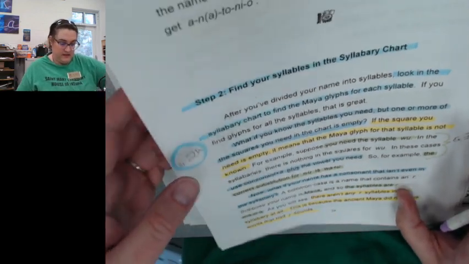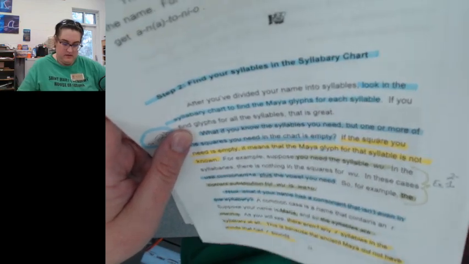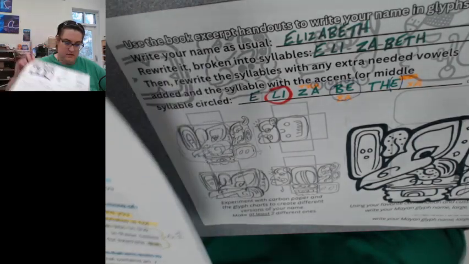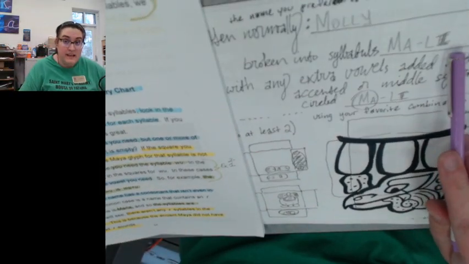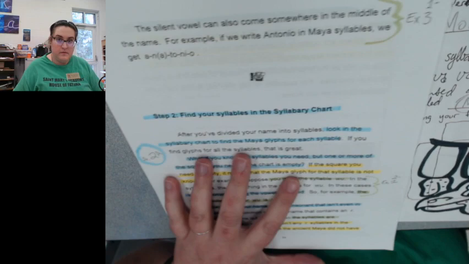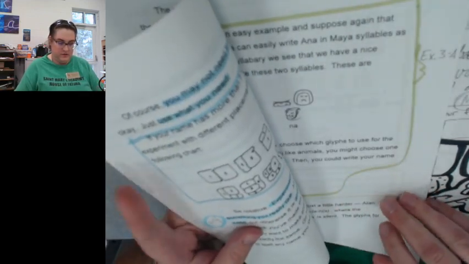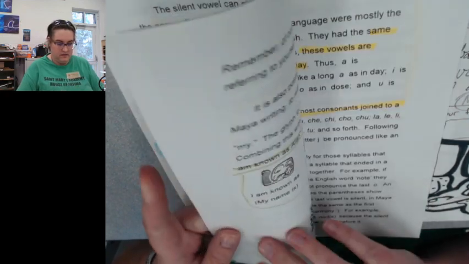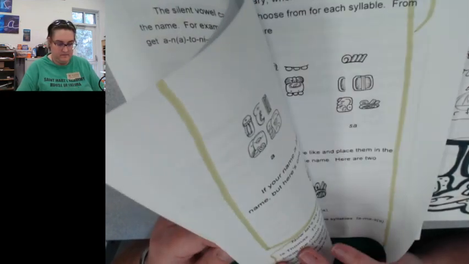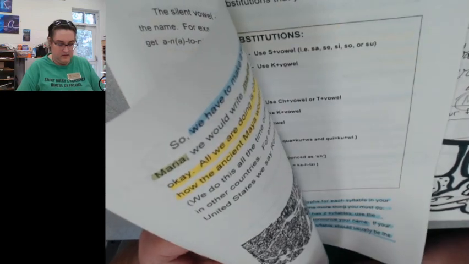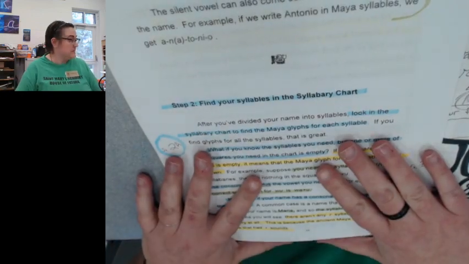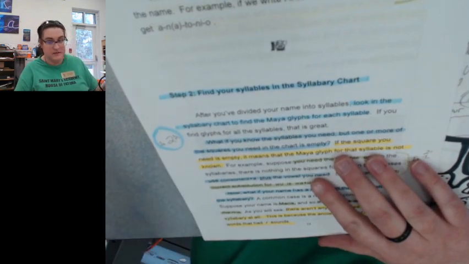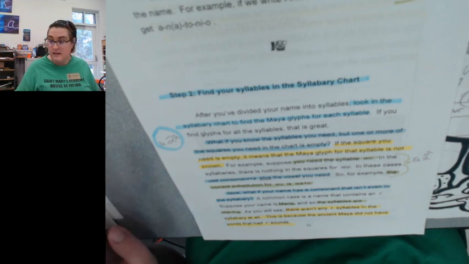So in the case of ma-li, when I flip this to the syllabary chart, which is towards the back, I'm realizing I took it out of this because I was demoing with stuff in class. I'm going to pause my recording and see if I can find it.